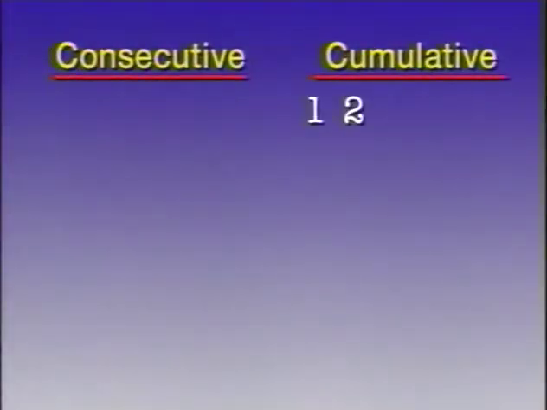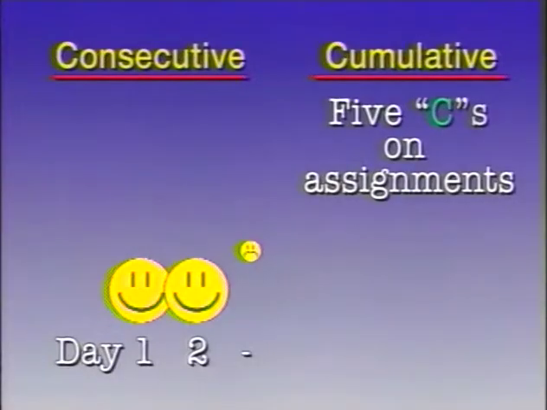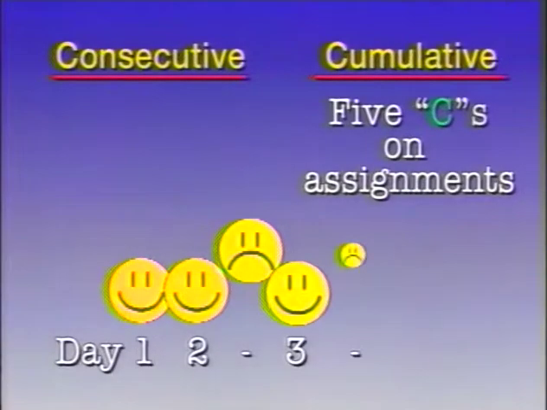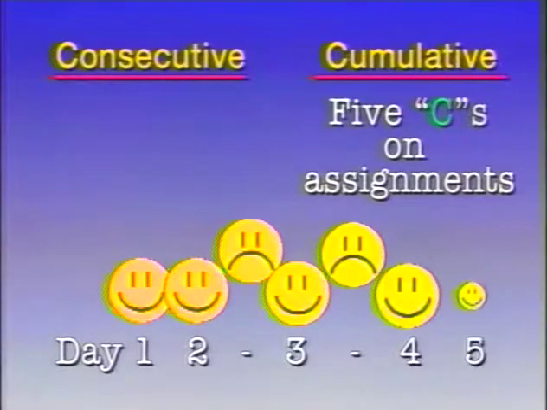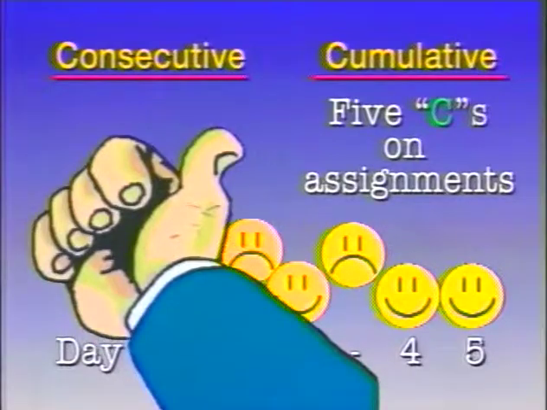Instead, a cumulative criterion adds up each success but does not count the failures. Let's try it again using a cumulative criterion. This time, Roberta will receive a reward when she earns 5 C's or better on her biology assignments. It allows Roberta some leeway if she fails to meet the daily criterion. This cumulative criterion is better because, after all, no one is perfecto.